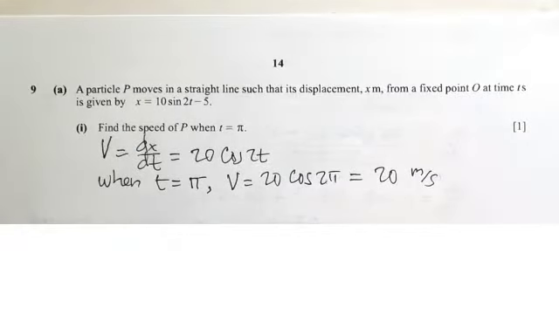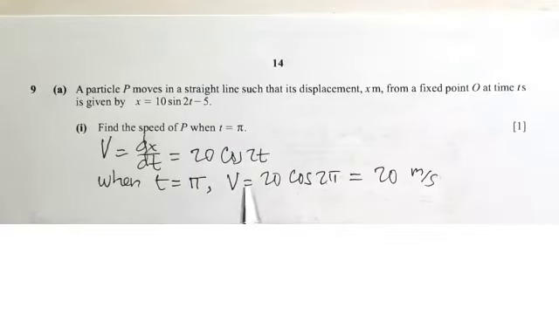For a particle moving in a straight line with displacement x, we can find the speed or velocity by differentiation of x with respect to time. Thus the magnitude of velocity, that is speed, equals dx/dt. Differentiation of sin 2t is cos 2t times 2, so differentiation of 10 sin 2t is 10 cos 2t times 2, thus 20 cos 2t, and differentiation of −5 is 0. Thus the velocity equals 20 cos 2t.